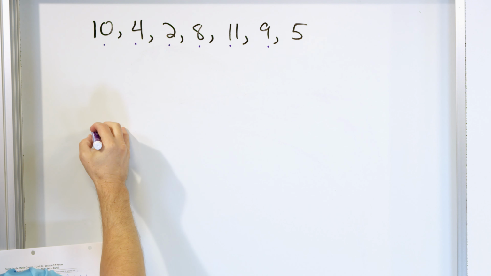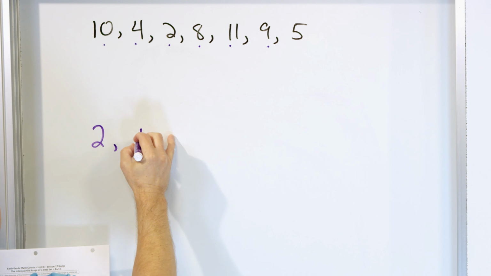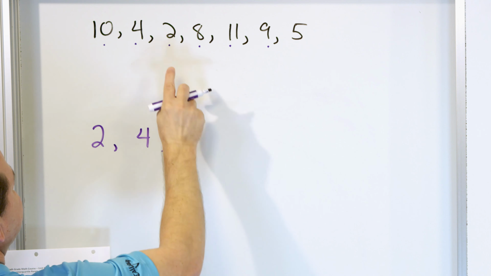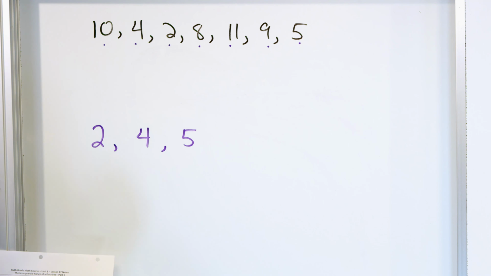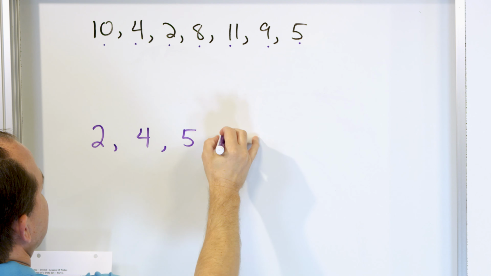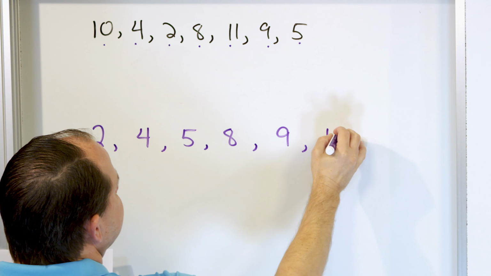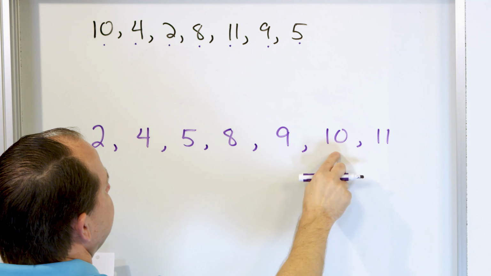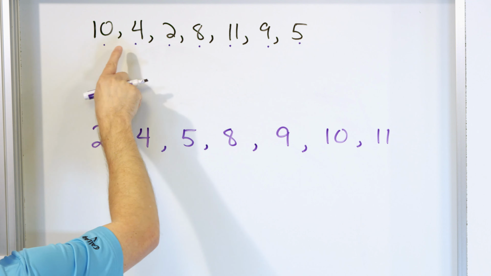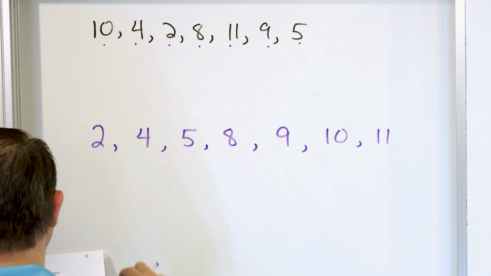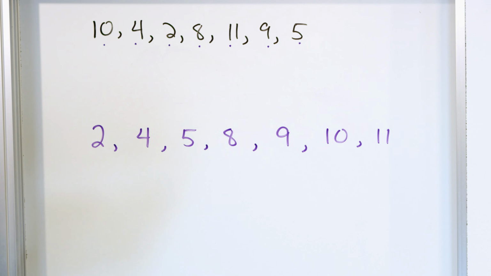The smallest value is 2, followed by 4, followed by 5. So 2, then 4, then 5. Put a dot under the 5 there. And then followed by 8, and then 9, then 10, then 11. 1, 2, 3, 4, 5, 6, 7. So 2, 4, 5, 8, 9, 10, 11.